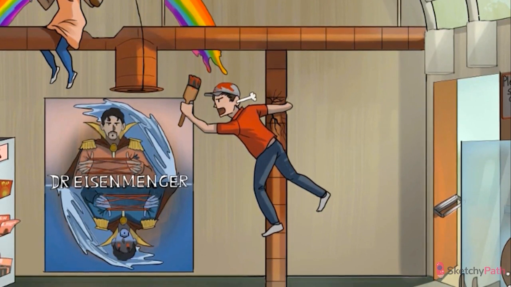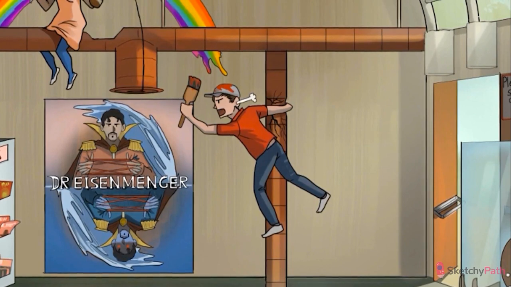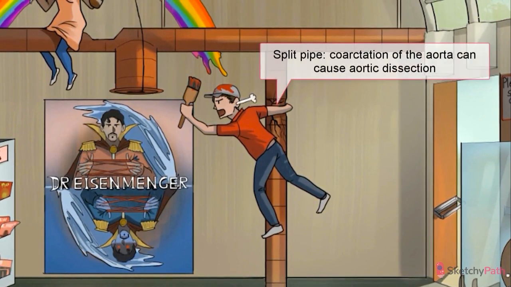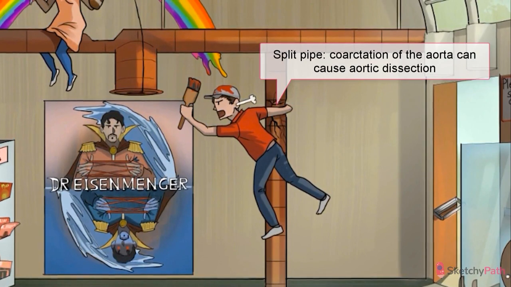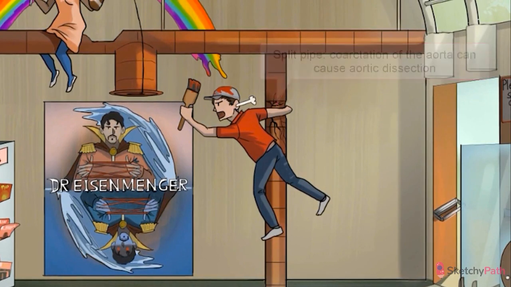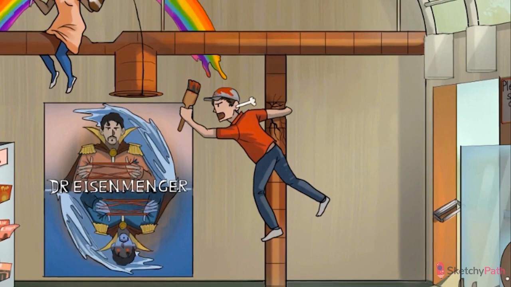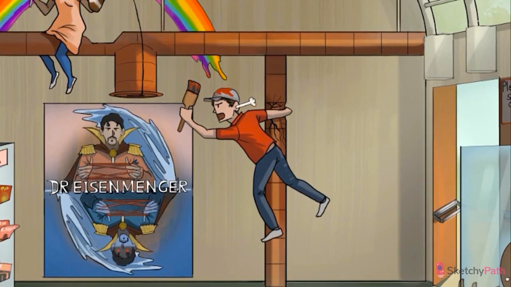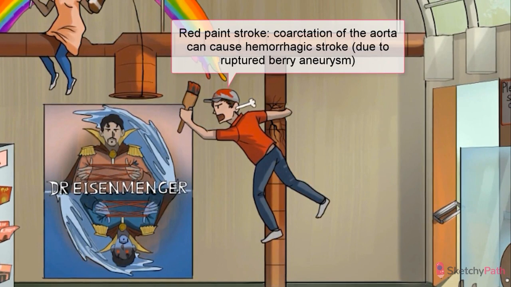Coarctation patients can develop numerous complications related to hypertension. Let's see. There's left ventricle hypertrophy and failure. There's aortic dilation with increased risk of dissection. Just look at that pipe. It's about to split open. And what about intracranial hemorrhage? This is due to formation of berry aneurysms in the circle of Willis because of an increased cerebral blood flow.